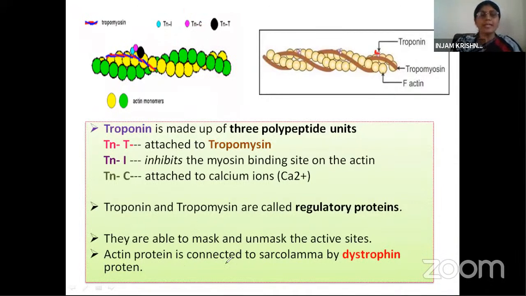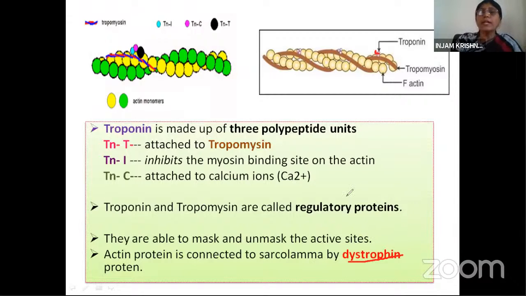The most important other protein is there. That is, actin protein is connected to sarcolemma by dystrophin. Have you heard of this protein? Dystrophin protein? You might have heard of the disease name, dystrophy, muscle disease. The mass of the muscle is reduced and it has a number of symptoms. You might have read about it in the newspaper also. This is the dystrophin protein.